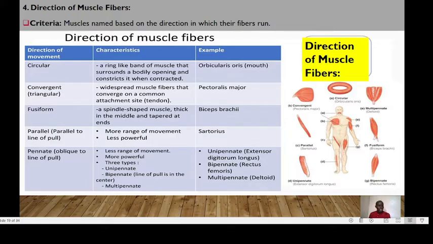We have the pinnate. This is oblique to the line of pull. There's less range of movement and it is more powerful. We have three types here: unipartite, bipartite, or multipartite. For unipartite, a good example is the extensor digitorum longus. For bipartite, we have the rectus femoris. And for multipartite, we have the deltoid. The deltoid is the multipartite.